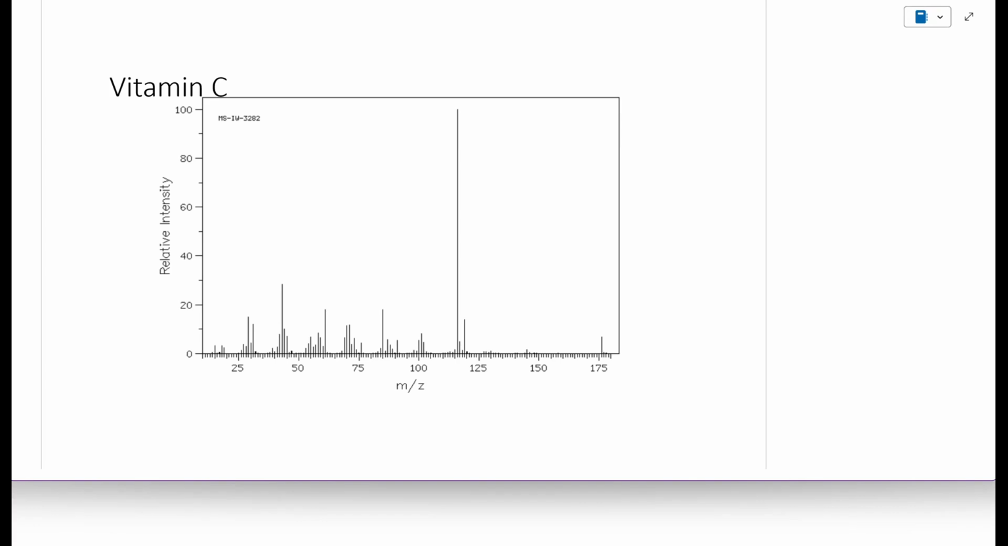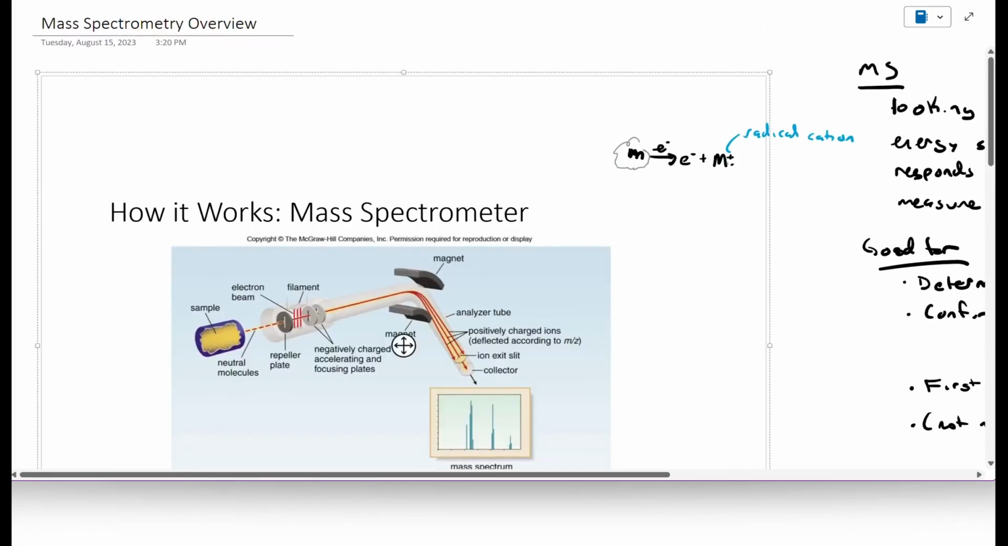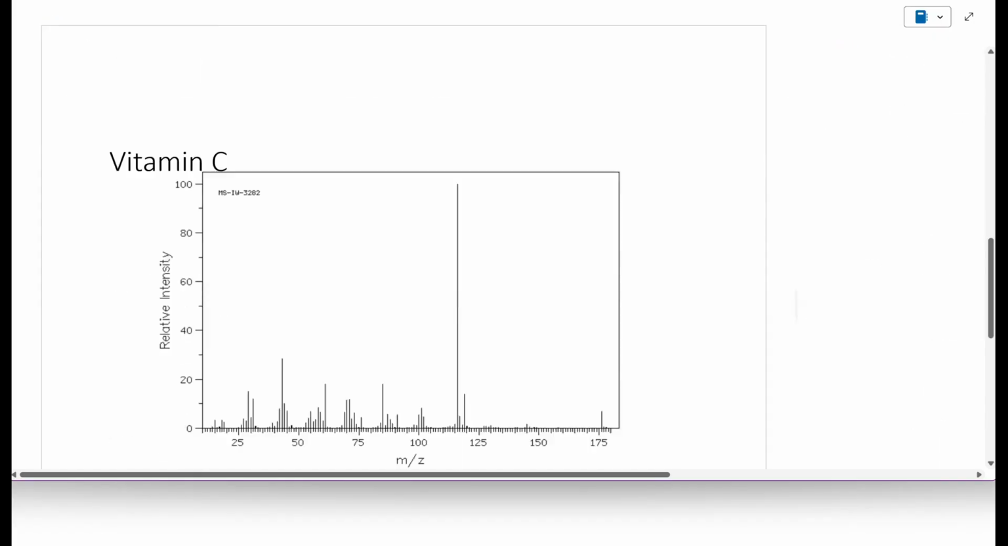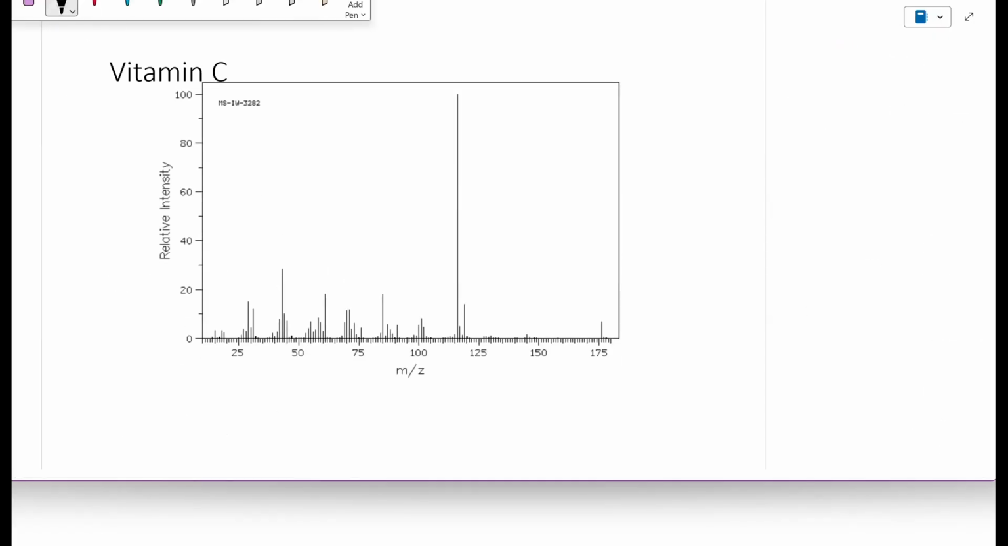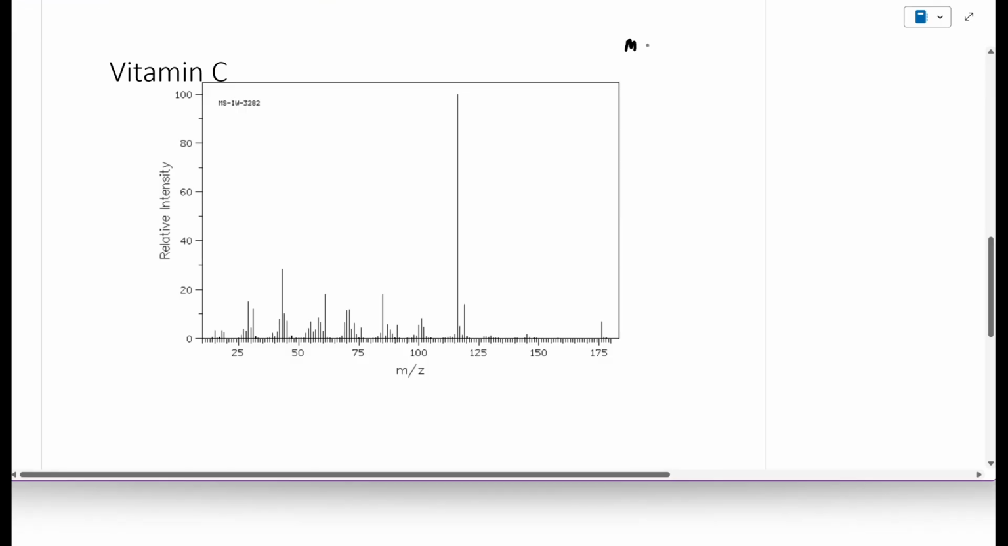So one thing that you might be asking yourself is, why are there so many peaks on the x-axis? If the molecule lost an electron and is now the radical cation, shouldn't there only be one peak for the mass of the molecule? And the answer is yes, kind of. So remember, we have our molecule.